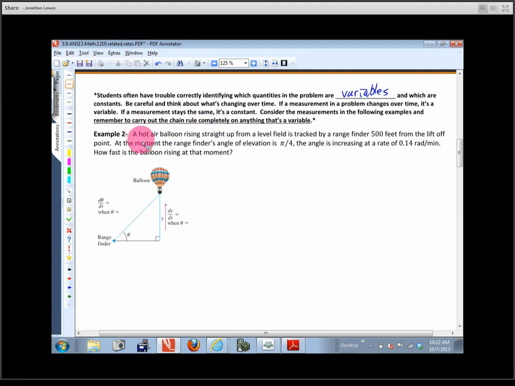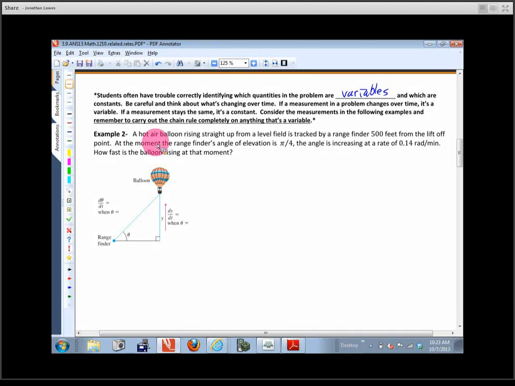Okay, so here's what we've got. A hot air balloon is rising straight up from a level field, and it's tracked by a rangefinder 500 feet from the liftoff point. At the moment, the rangefinder's angle of elevation is pi fourths. The angle is increasing at a rate of 0.14 radians per minute. How fast is the balloon rising at that moment? Okay. So let's think about this for just a second.